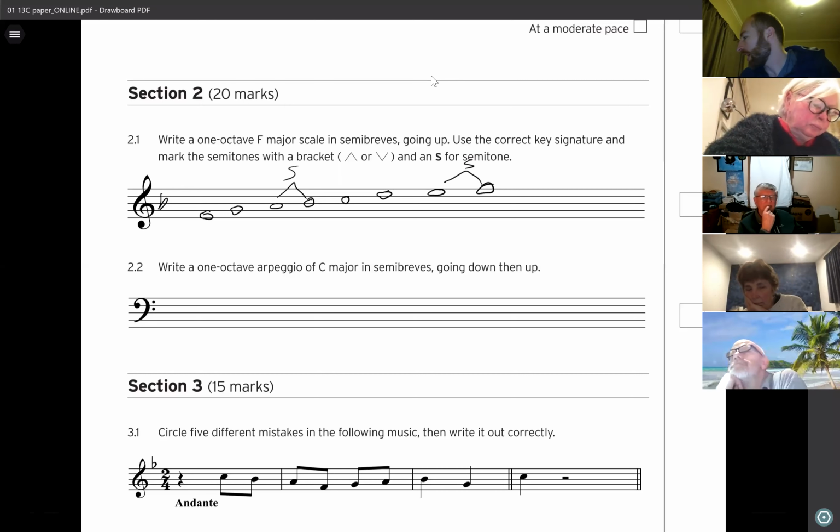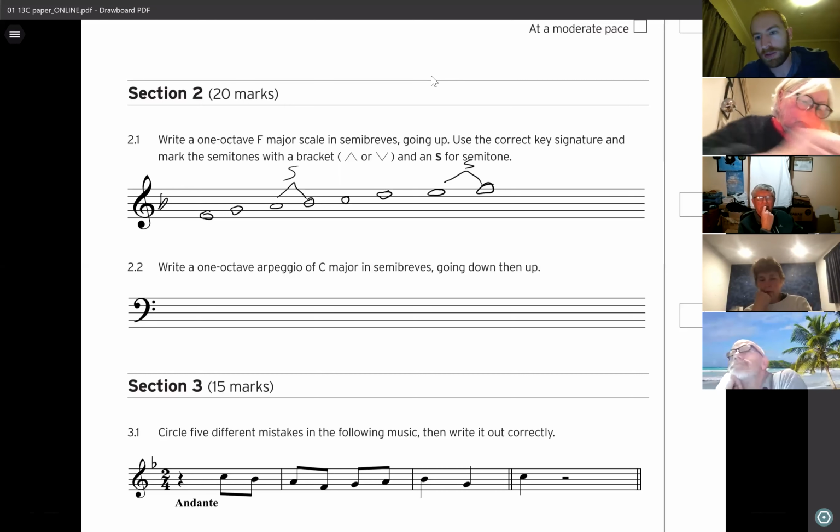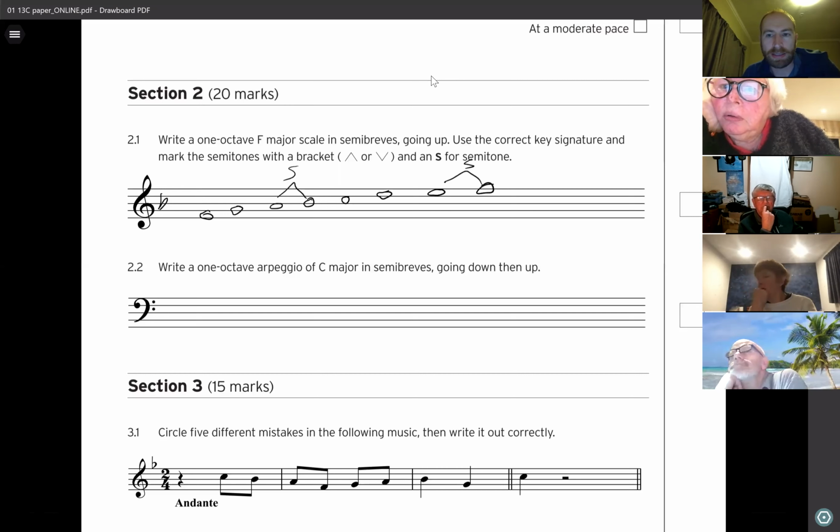So here's a scale, and here's an arpeggio. That's an arpeggio. In this case, they want us to write it going down, then up. So starting at the top. So if we're writing an arpeggio in C major, careful, it's a bass clef. What note would we start on?